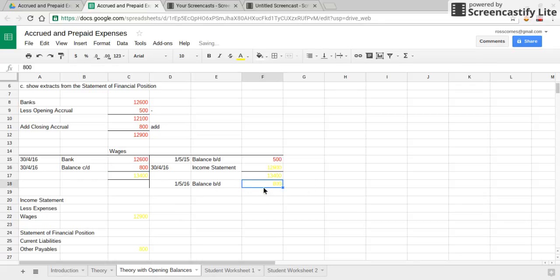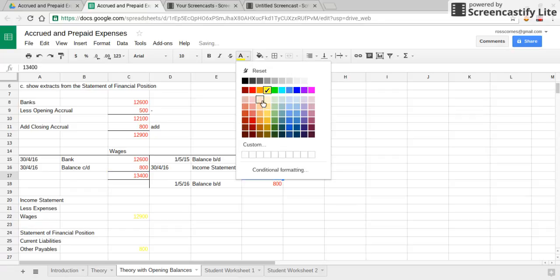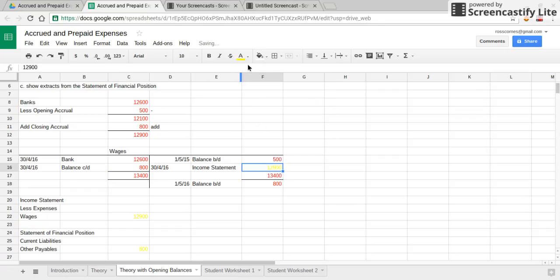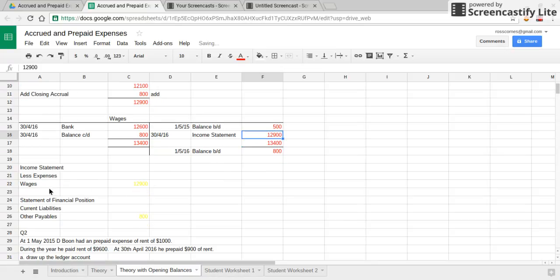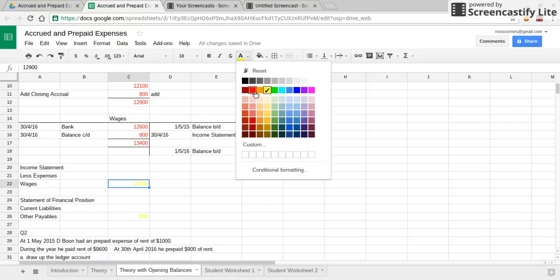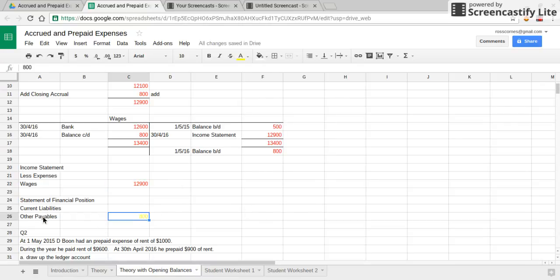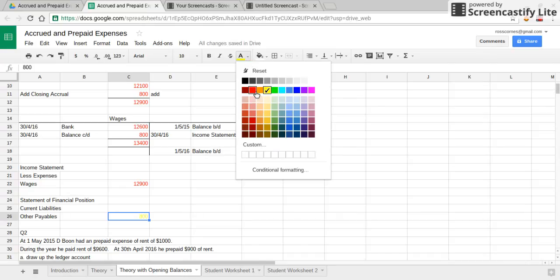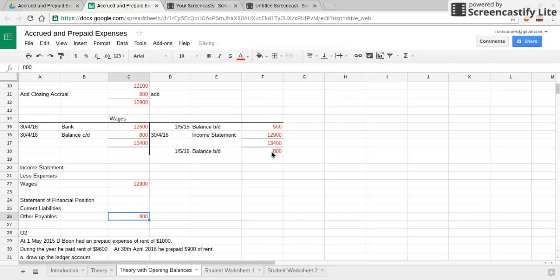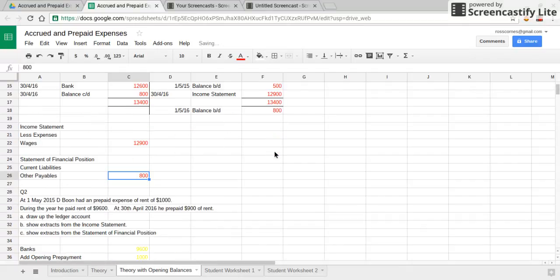The balance brought down is going to go on the credit side because it's a liability at the start of next year. The accounts now are going to balance off at $13,400. And that means the income statement amount, as we've rightly calculated above, is going to be $12,900. So pretty straightforward. The amount we've calculated against the income statement appears in expense. And in our current liabilities, we're going to have an other payable because at the start of next year, they owe $800 worth of wages.